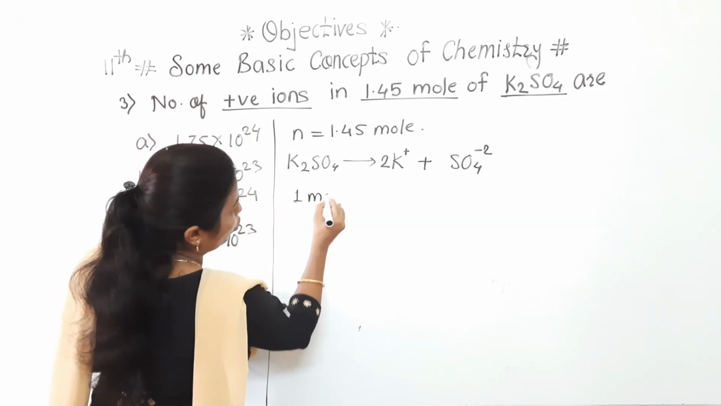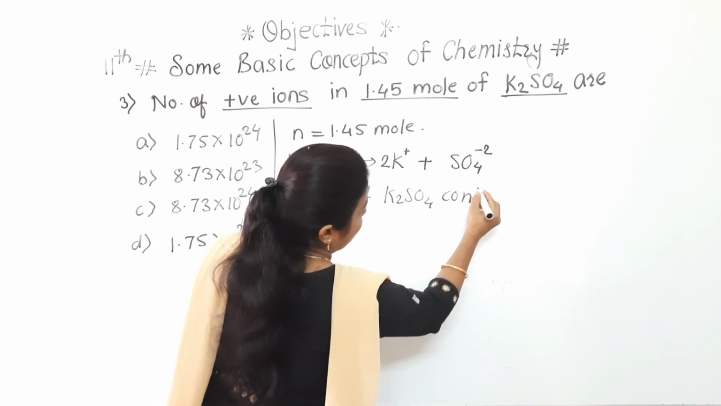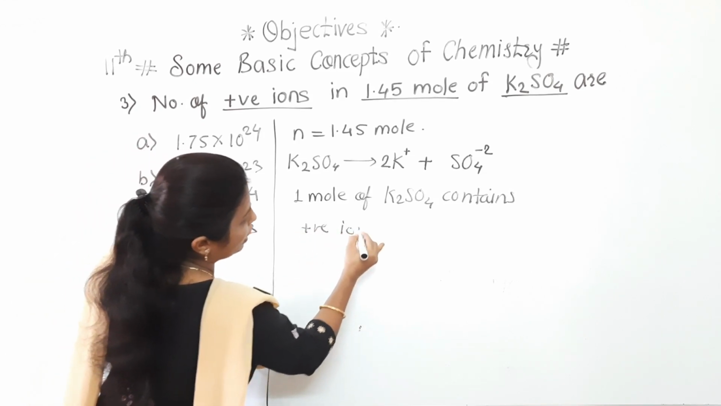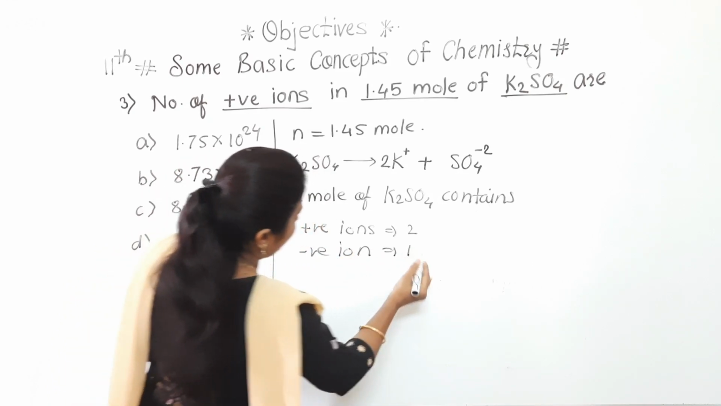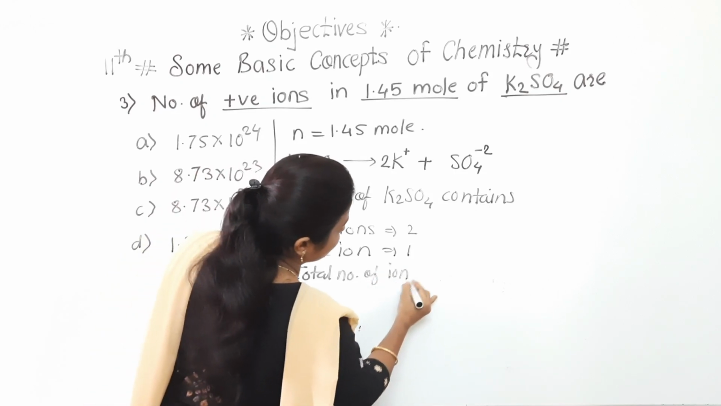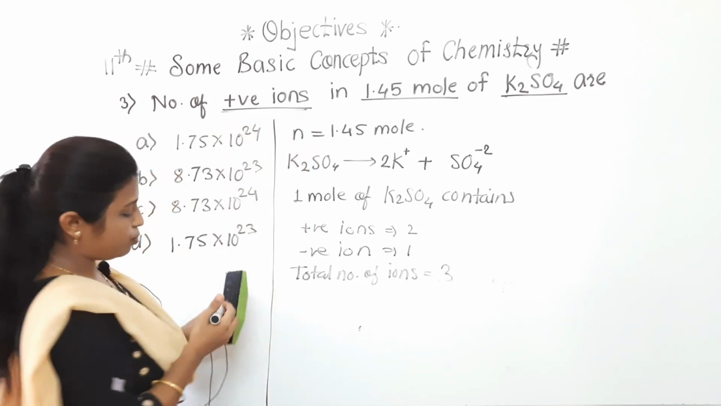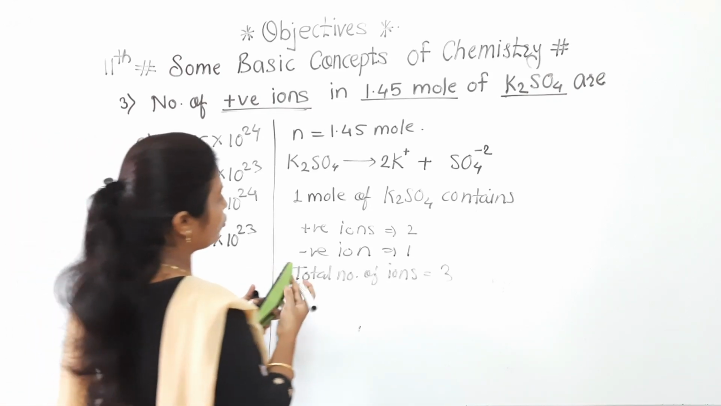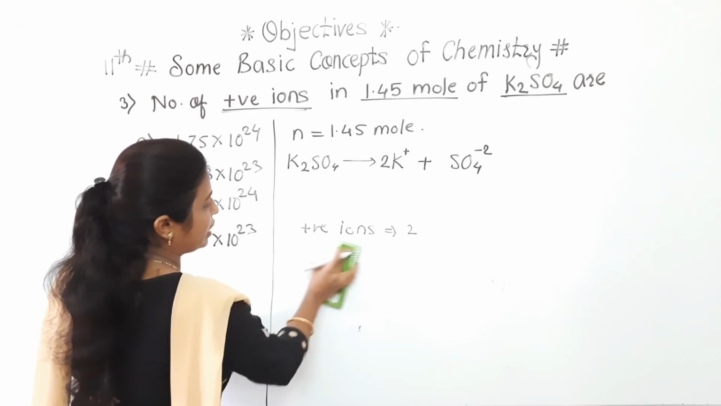Means 1 mole of K2SO4 contains how many positive ions? Number of positive ions is 2. Negative ions, it is 1. And if we consider the total number of ions, that will be 3. Are you getting? But in the question they asked about the positive ions. We have calculated for only 1 mole. Now see, in that way we have to keep in mind that number 2. Number of positive ions we got is 2.